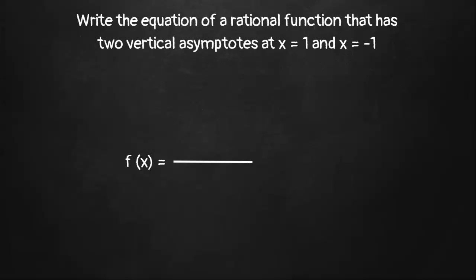Here we have an equation of a rational function that has to have vertical asymptotes at x equals 1 and x equals -1. So we want two vertical asymptotes. Remember, for vertical asymptotes, we're looking at the denominator. So what expressions could I have in my denominator that would get me two different answers of 1 and -1? I can make two expressions: x minus 1 and x plus 1. And again, whatever's in the numerator, you could put a number, or you could put an x squared if you wanted to. Again, we're mainly focused on the denominator.